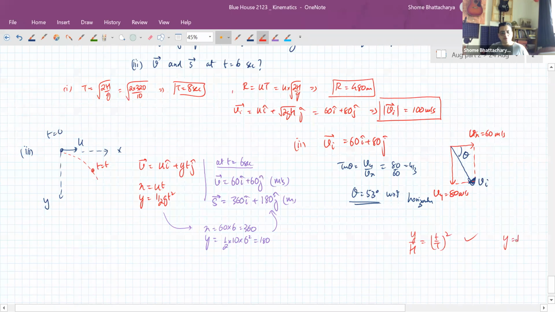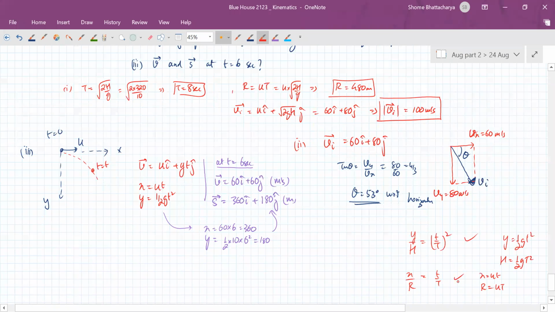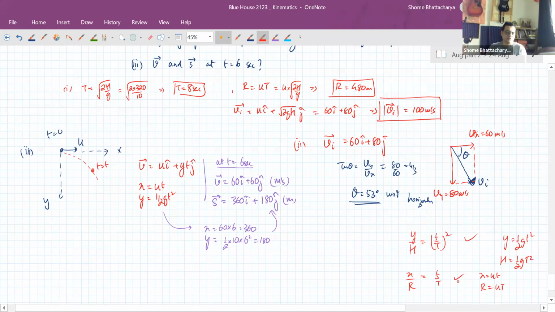Why? Because y is equal to half gt square, right? And h was equal to half g capital T square. Whereas the x component of displacement with respect to r will be the direct ratio of t by r, because x is ut and this horizontal range is u into capital T. Understood? Yes, sir. So we can keep this in mind for fast calculation and all. You can use this also for fast calculation.